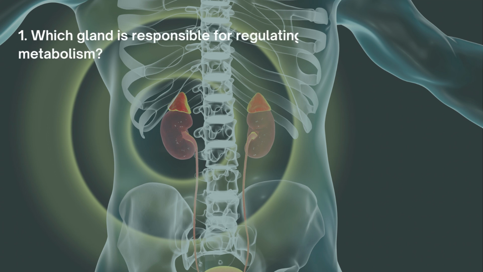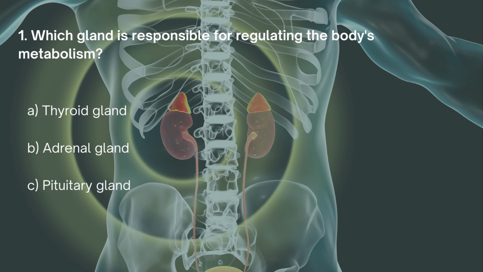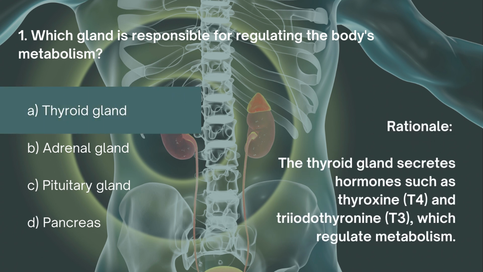1. Which gland is responsible for regulating the body's metabolism? A. Thyroid gland. B. Adrenal gland. C. Pituitary gland. D. Pancreas. Rationale: The thyroid gland secretes hormones such as thyroxine, T4, and triiodothyronine, T3, which regulate metabolism.